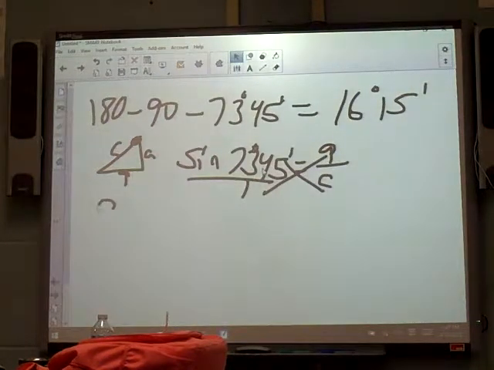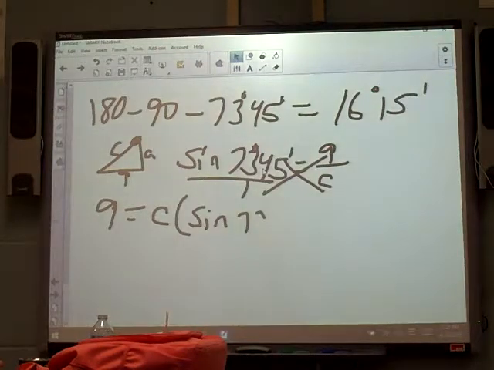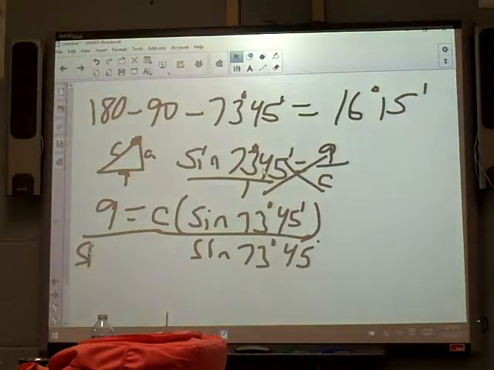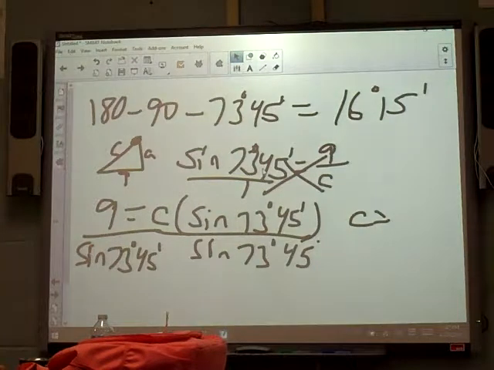That would give you 9 is equal to C times the sine of 73 degrees and 45 minutes. So you would divide by the sine of 73 degrees and 45 minutes. So 9 divided by the sine of 73 degrees and 45 minutes should get you side C is about 9.4. Does that sound right? Okay, that lets you eliminate choices C and D. So we know we're at A or B now.